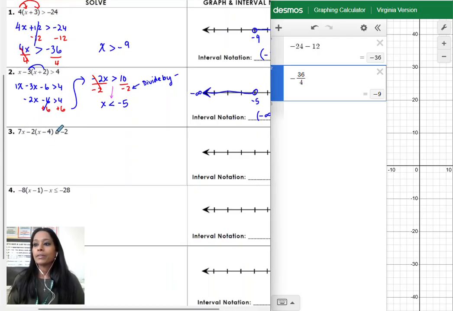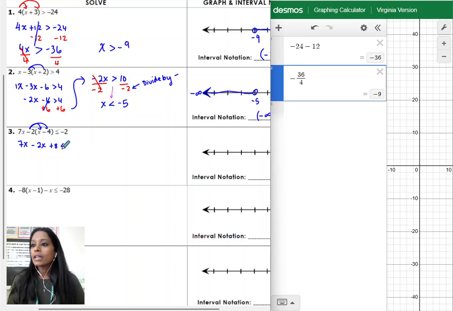Well, I have some parentheses here, so I'm going to go ahead and distribute the negative 2. Remember when you're using the distributive property, just make sure to keep the sign. So this is actually going to be negative 2 times x, which is negative 2x. And then be careful here, negative 2 times negative 4, that is going to be positive 8. That got rid of my parentheses.